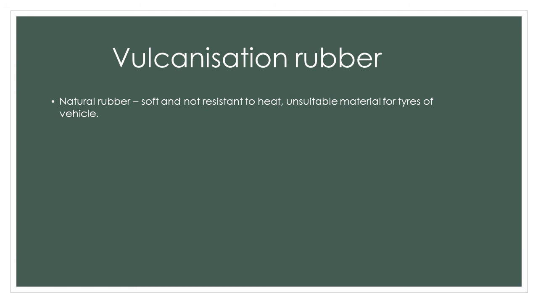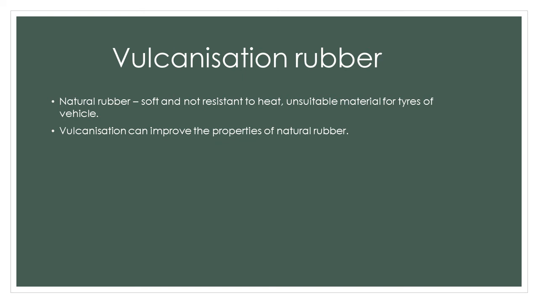Unsuitable material for tire vehicle. So it's not suitable for making tire, right? And it's soft. You just imagine if your car's tire is made out of the natural rubber. So it's not resistant to the heat. So when you want to travel from Ipoh to Kuala Lumpur, what happen? So all your tire will be melt. Okay, so it's not suitable to make tire from the natural rubber.